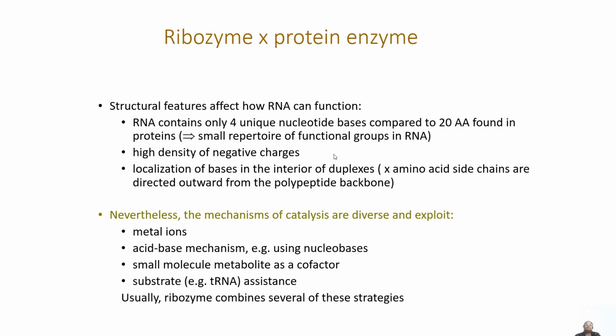So structural features affect how RNA can function. RNA contains only 4 unique nucleotide bases compared to 20 amino acids found in proteins. High density of negative charges, localization of bases in the interior of duplexes. Nevertheless, the mechanisms of catalysis are diverse and exploit metal ions, acid-base mechanism, for example use of nucleobases, small molecule metabolite as a cofactor and substrate, etc. tRNA assistance. Usually a ribozyme combines several of these strategies.